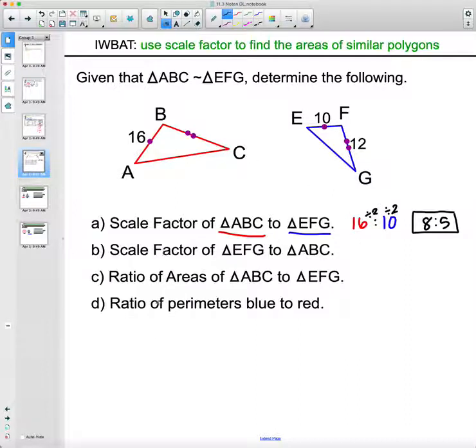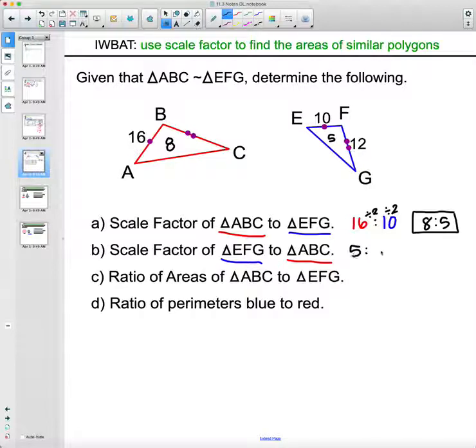Because we're going to answer some more things, I'm just going to write these in the middle of the shape. I like to write them in the middle of the shape just to remind me that that's the scale factor, because we can reuse the simplified version. You don't have to keep using the 16 to 10. For this next one, we want the scale factor of EFG, the blue triangle, to ABC, the red one. So now we'll take the measure out of the blue and compare it to the red.